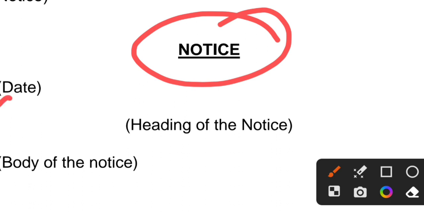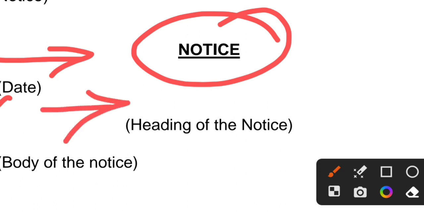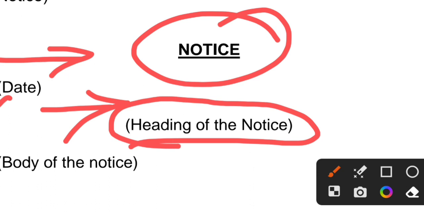Next thing is date, and the date you will mention after leaving a line space, and the date will come on the left hand side corner. After writing the date, again you will give one line space, and then will write the heading of the notice, that is the title of the notice, which is very important. It means you have to write the main thing about which you are writing your notice. The title must be mentioned here.